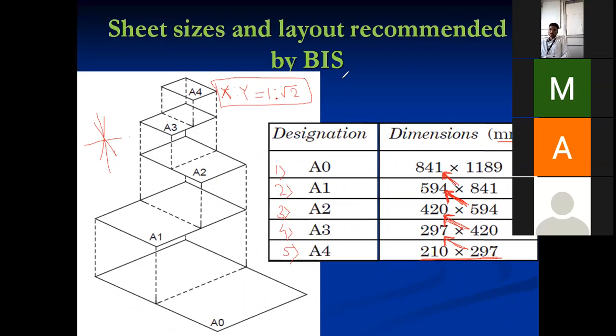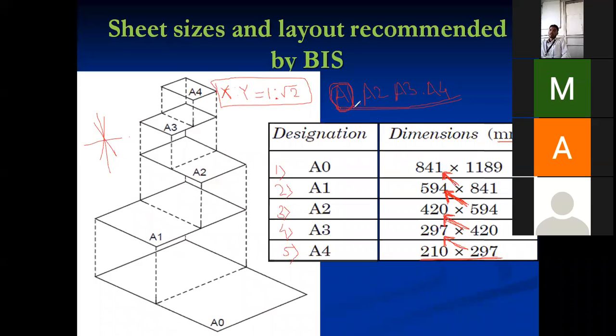Sometimes it may be asked something like this. Four sheet sizes will be given: A1, then A2, then A3, and A4. And it will be asked which is the largest sheet size out of these four. याच्यामध्ये कुठलं सगळ्यात मोठं? A1. Then what will be your answer in that case? A1. Your answer should be A1.